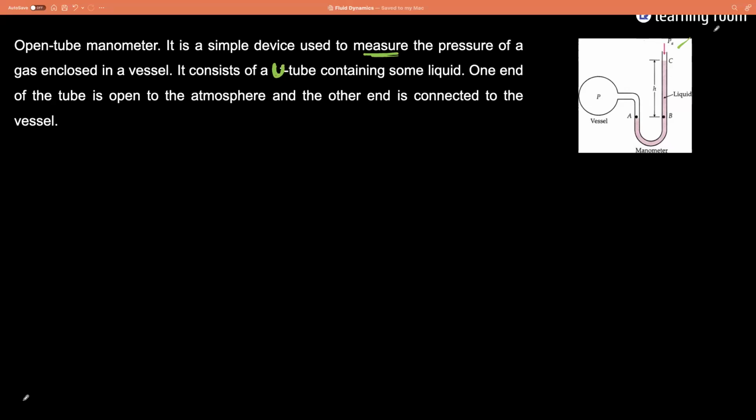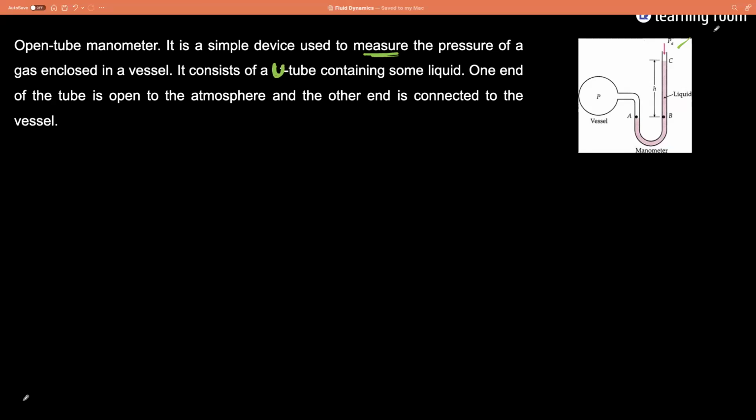Are you clear with this? So I repeat it again. Wherever you see this word meter, meters are generally measuring devices. So it is a simple device used to measure the pressure of a gas enclosed in a vessel. What does it contain? It contains a U-shaped tube. This is very important because we will see the same concept in another topic called Venturi meter. At that point, there will be a manometer which is a part of the system.